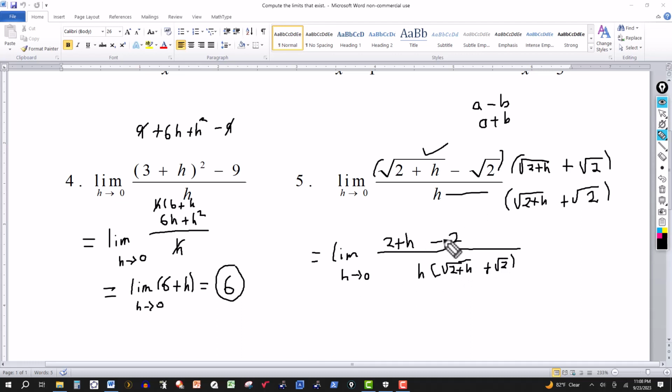And then we simplify this. So 2 minus 2 cancels. That gives me 0 there. All I'm left with is the h here. And now I'm taking the limit as h goes to 0, but I don't want h to get to 0 because I don't want to divide by 0.